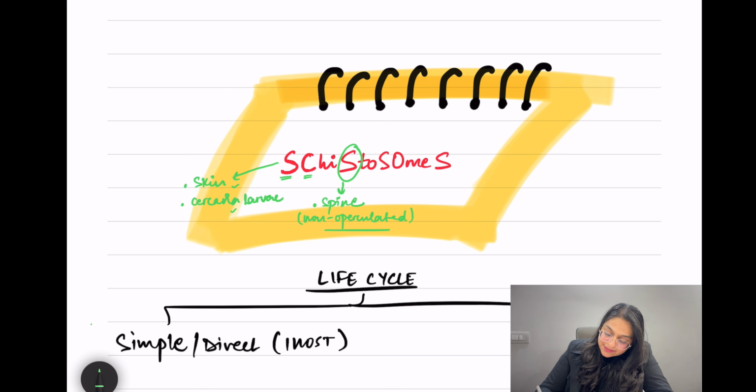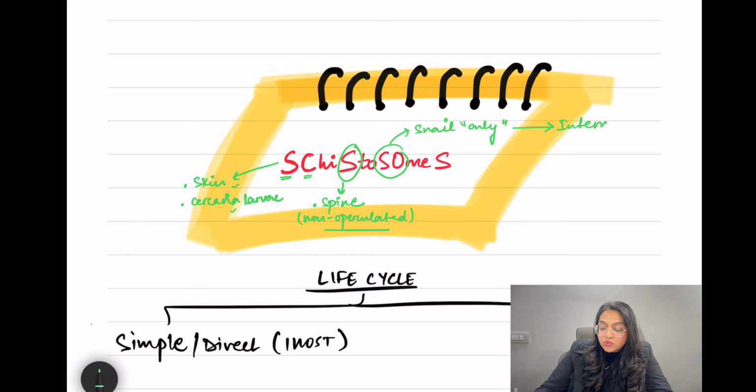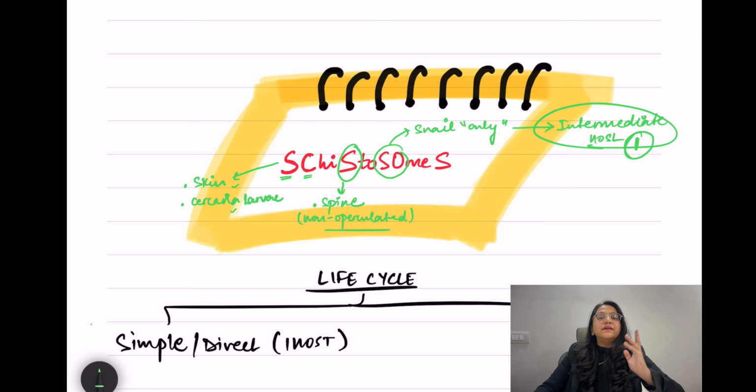Let's look at the other S. This S is followed by an O. This says snail only. Snail only. What does this mean? That the intermediate host is only snail. So there is just one intermediate host. Schistosome says, I only need a snail in my life and a human being. So snail and man, schistosome. End of story. So snail only.